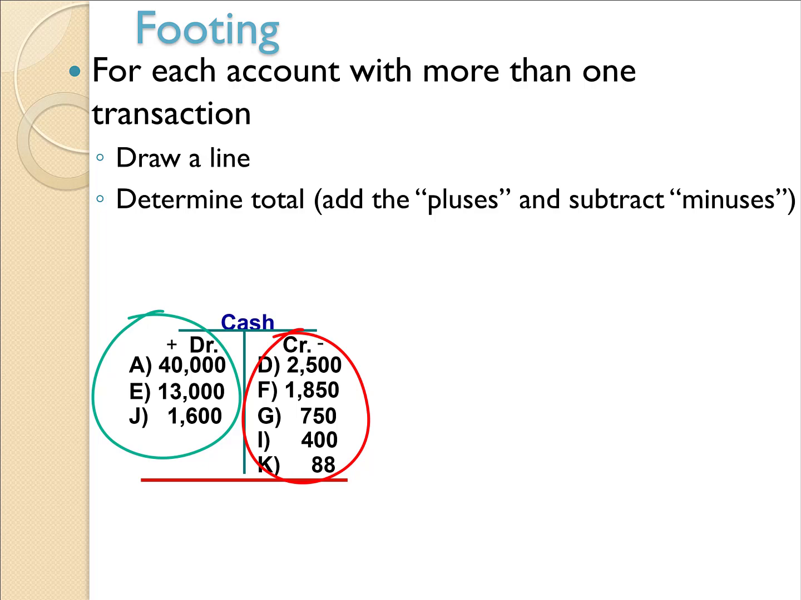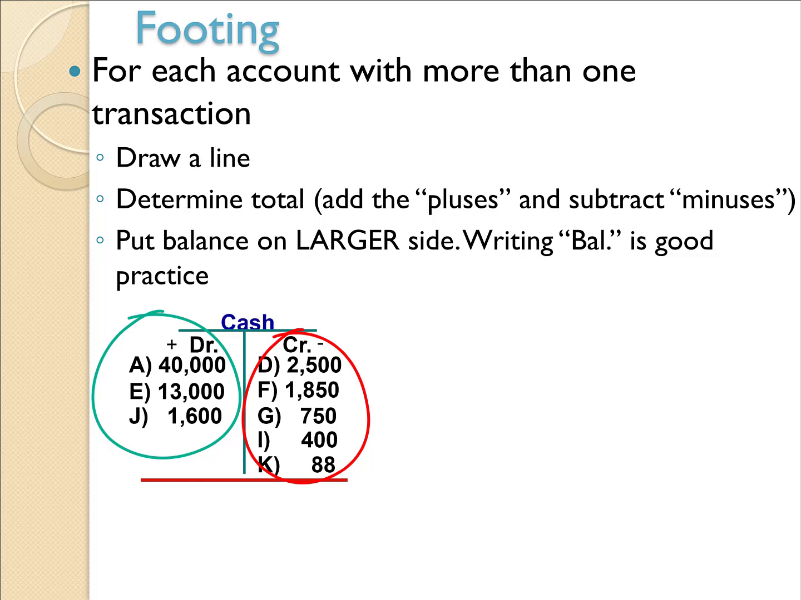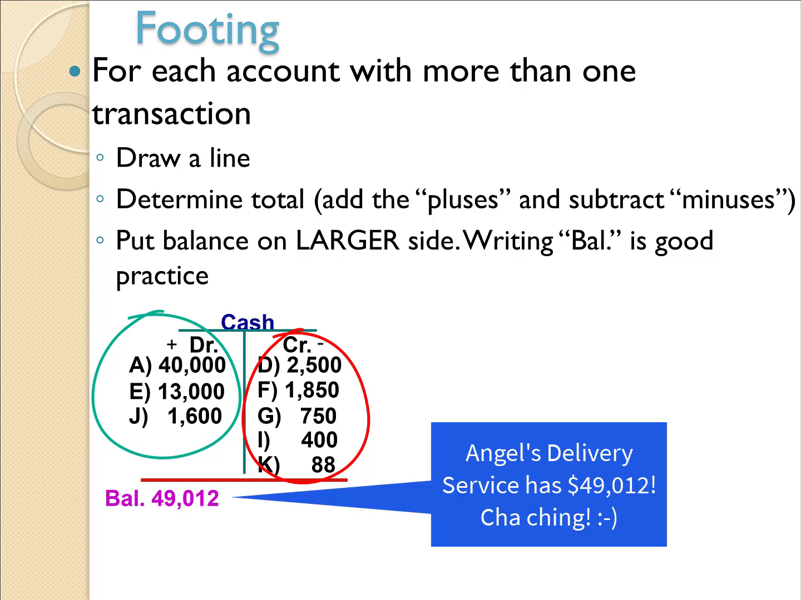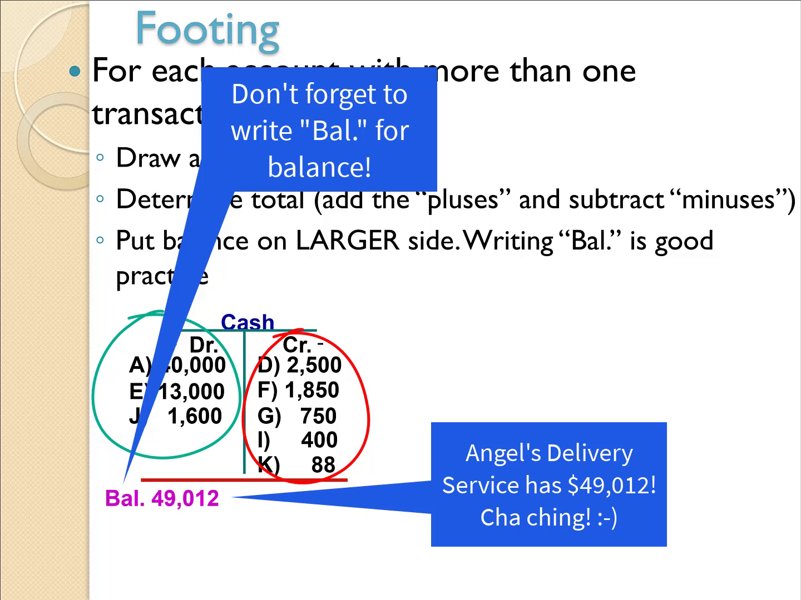And then, and this is critical, you're going to put the balance on the larger side but below the horizontal red line. And writing BAL for balance is actually super critical. So the balance of this cash account is $49,012. Now, if you don't write the BAL, which stands for balance, or you could also write balance if you have room, a lot of people accidentally mistake this 49,012 as just another transaction. So then to calculate the balance, they would mistakenly add the 49,012 to the numbers above.